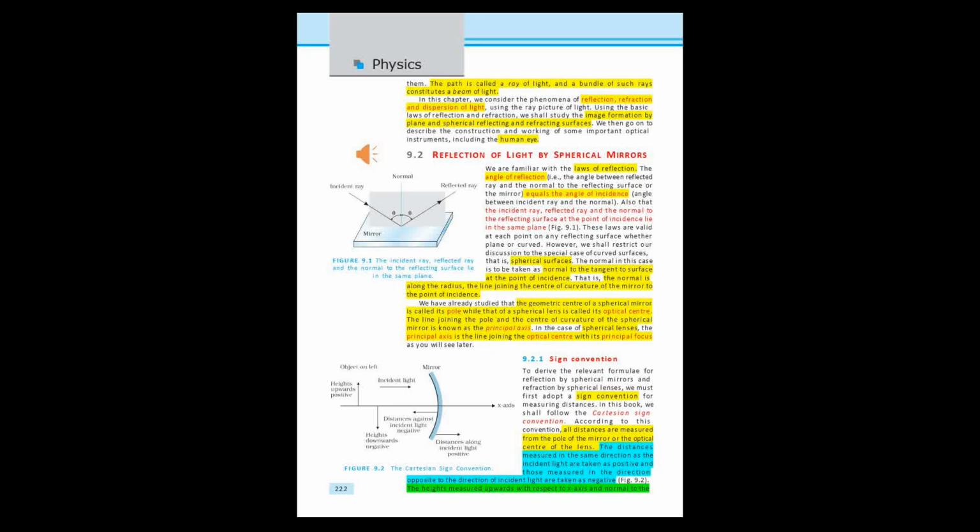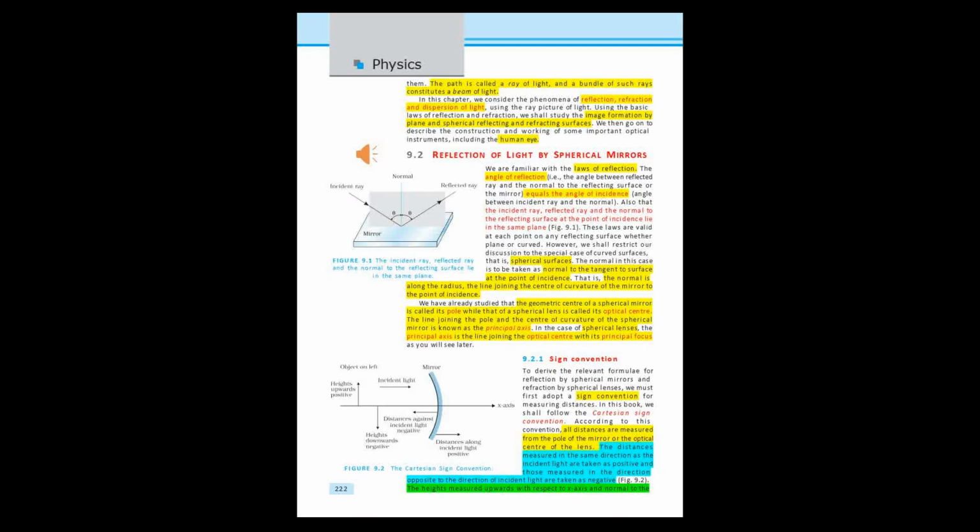Sign convention. To derive the relevant formulae for reflection by spherical mirrors and refraction by spherical lenses, we must first adopt a sign convention for measuring distances. In this book, we shall follow the Cartesian sign convention. According to this convention, all distances are measured from the pole of the mirror or the optical center of the lens. The distances measured in the same direction as the incident light are taken as positive, and those measured in the direction opposite to the direction of incident light are taken as negative, figure 9.2.